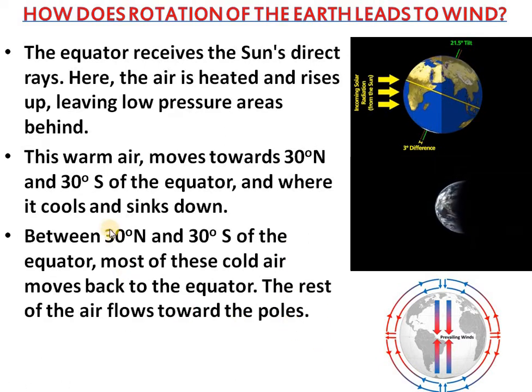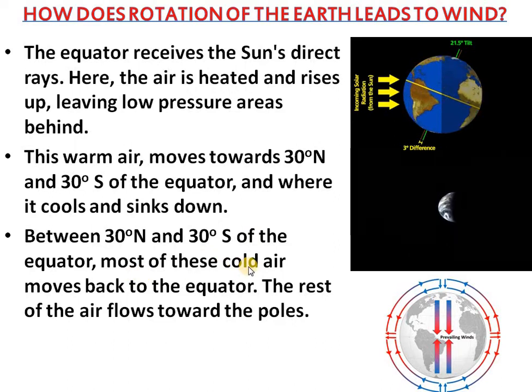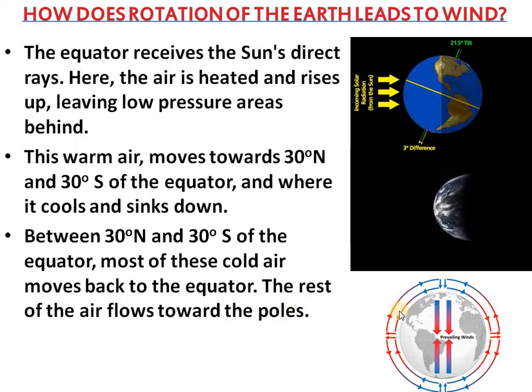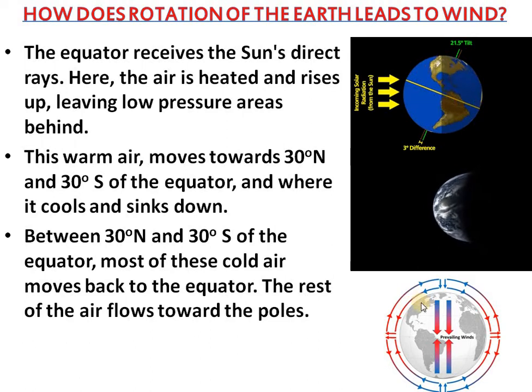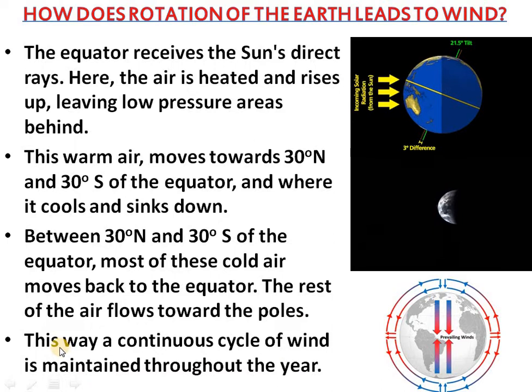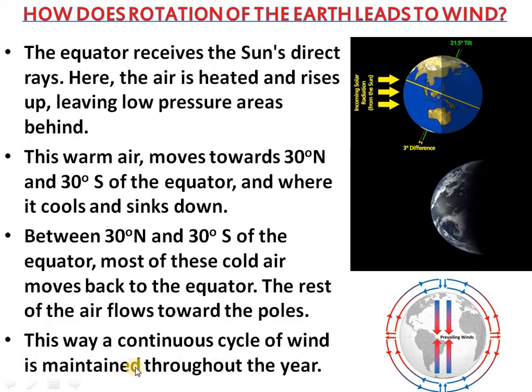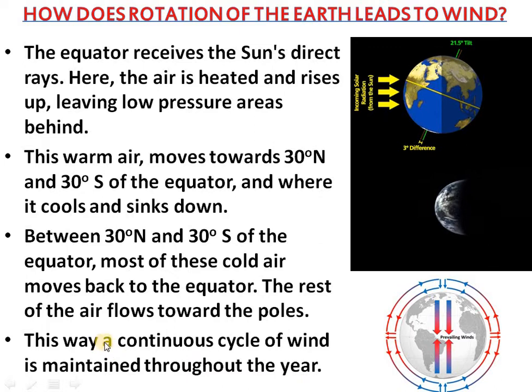Between 30° north and 30° south, most of this cold air moves back to the equator. As they reach the equatorial region, what happens? It warms up again. So this air moves back. This is the direction towards the equator, the bottom line. The rest of the air flows towards the pole. Almost all air will be like this, though some portion will still be moving towards the pole. This way a continuous cycle of wind is maintained throughout the year.